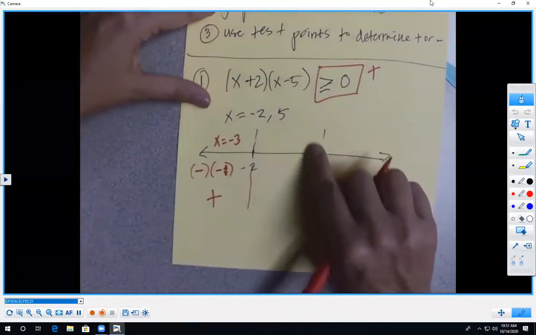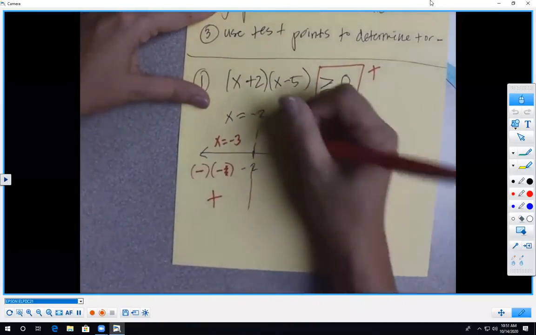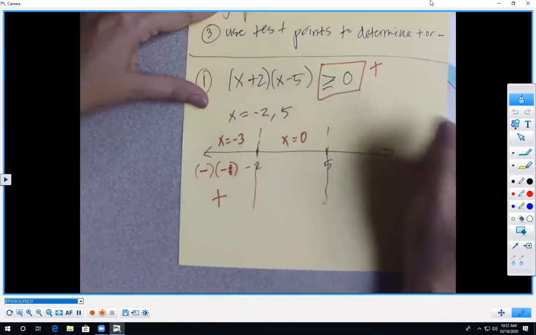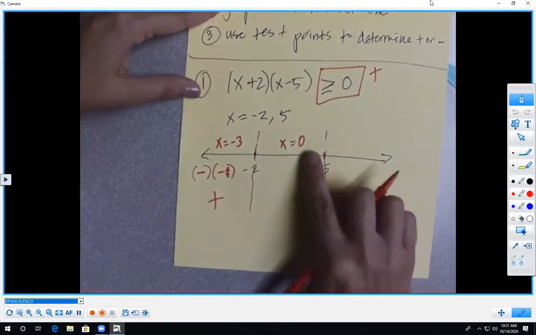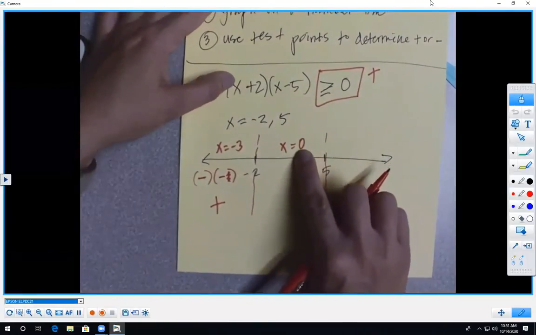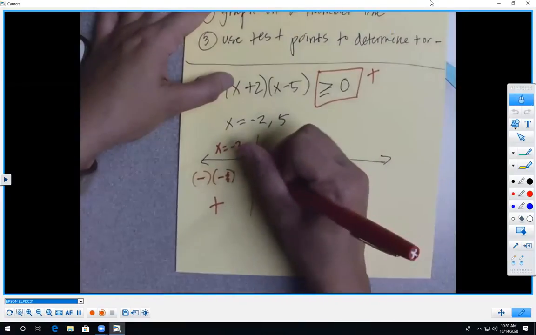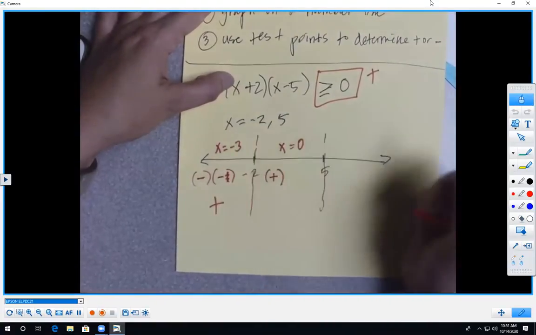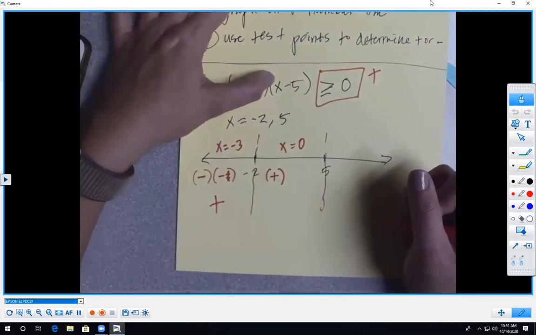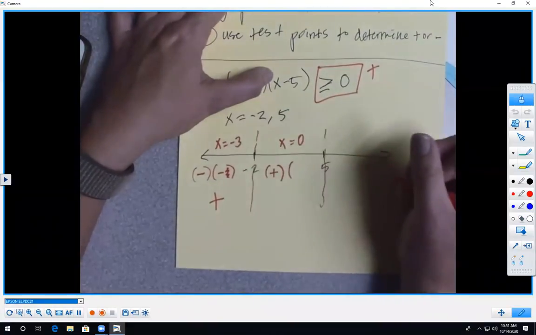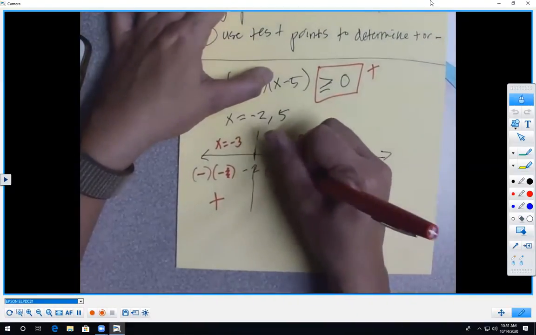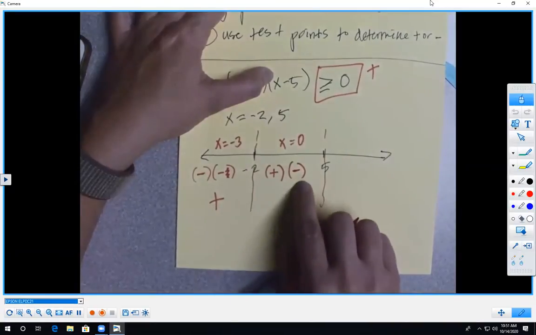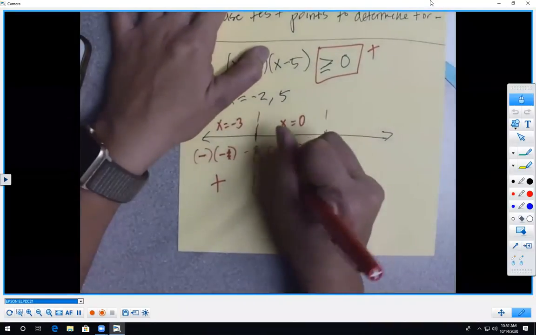I do the same thing with the number in between -2 and 5. Pick the easiest one you can find. I'm gonna plug in 0. When I plug in 0, 0 plus 2, is that a positive or a negative number? Positive. 0 minus 5, is that a positive or a negative number? Negative. Positive times negative is a negative.